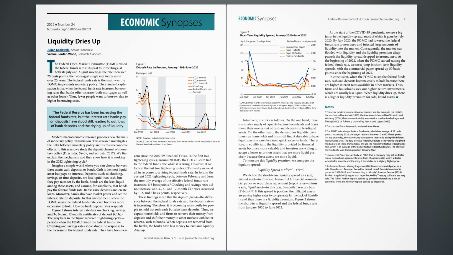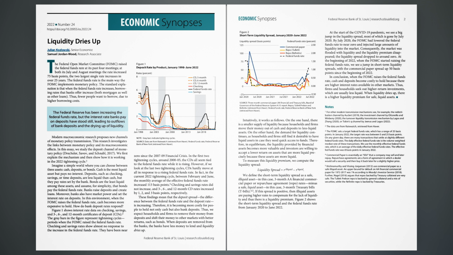The standard explanation is that when the federal funds rate increases, borrowing rates that banks offer increase, both mortgages as well as other loans. Thus, fewer people want to borrow, due to higher borrowing costs. Modern macroeconomic research proposes new channels of monetary policy transmission. This research investigates the links between monetary policy and its macroeconomic effects. In this essay, we study the deposit channel of monetary policy, Drexler, Savoff, and Schnabel, 2017. We first explain the mechanism and then show how it is working in the 2022 tightening cycle.